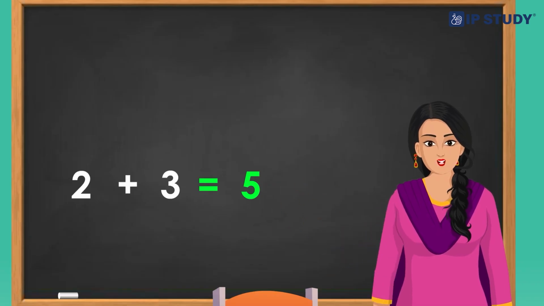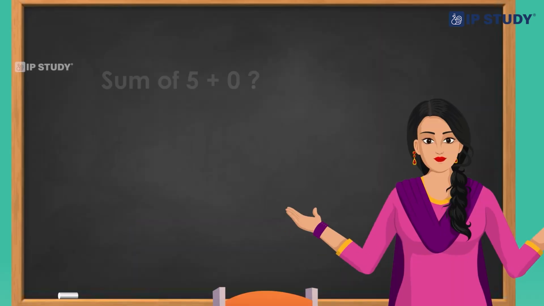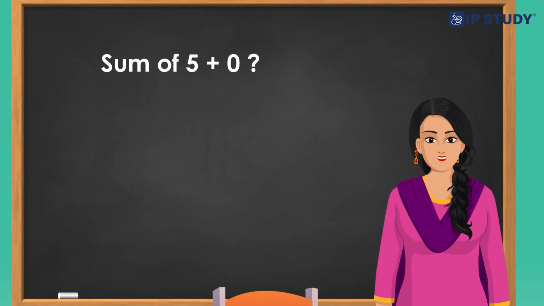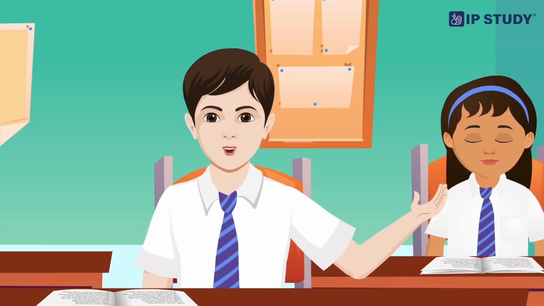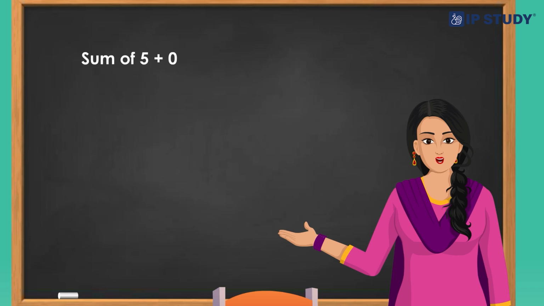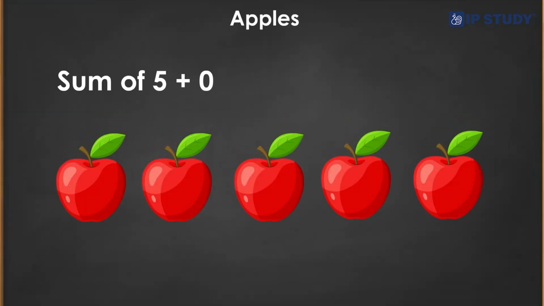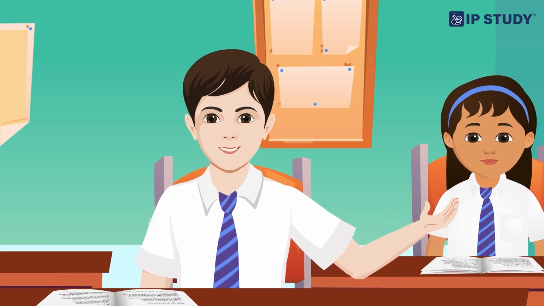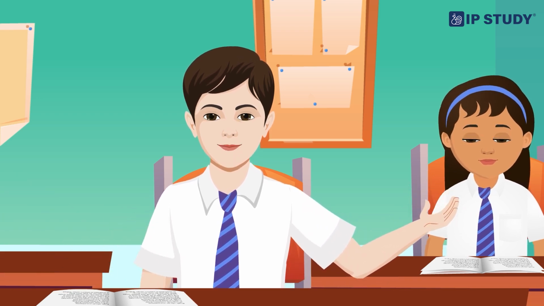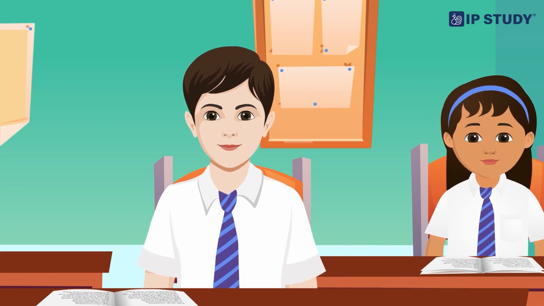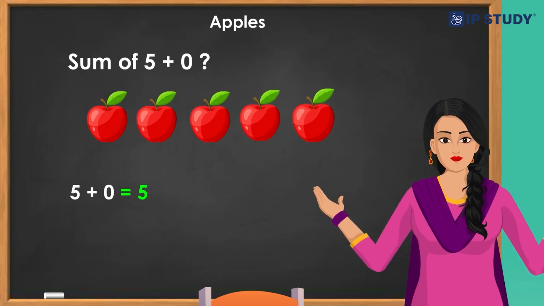Great job, Aman. I think you have understood it. Now let's try another one. What is the sum of 5 plus 0? I'm not sure. Let's think of it with pictures again. If you have 5 apples and no more are being given to you, how many apples do you have in total? Oh, I know this one. I have 5 and no more. I still have 5 apples. You are right. So 5 plus 0 equals 5. Let's write it down.